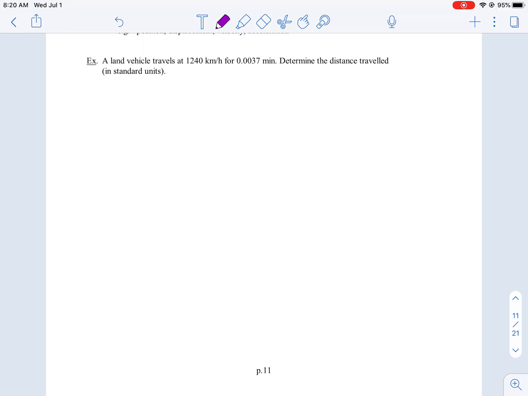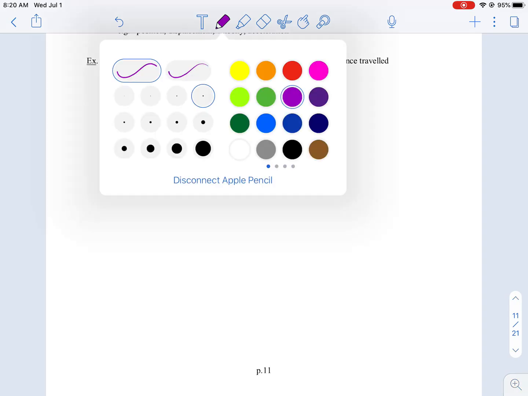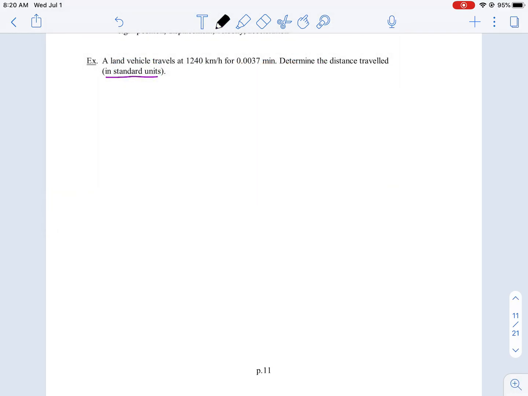All right, so you notice here that we have a land vehicle traveling at 1,240 kilometers per hour for a certain amount of time. We're trying to find the distance traveled. The first thing we're going to do on the side here is make a list of the things that we actually have. So 1,240 kilometers an hour is a speed. The letter we use for speed is v. But we want this in standard units, so we need to convert this to meters per second.